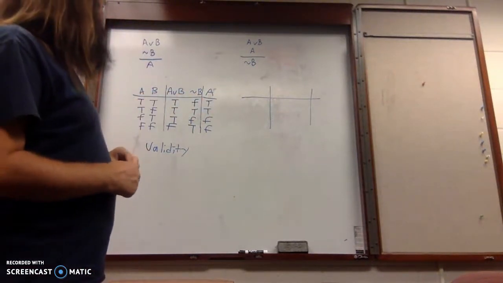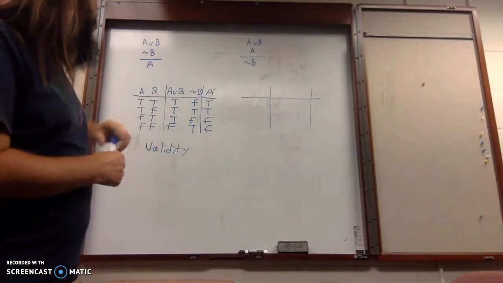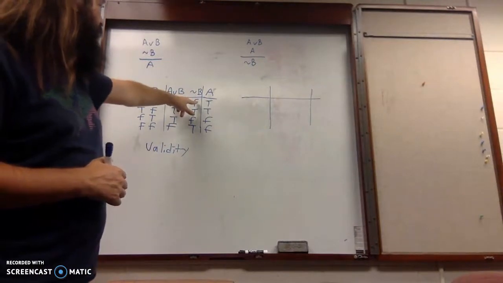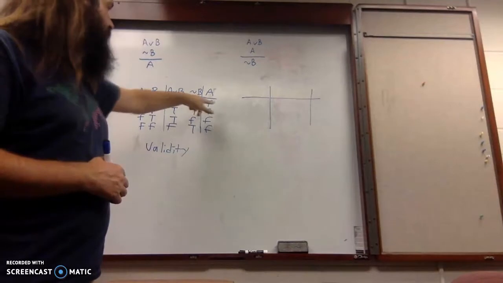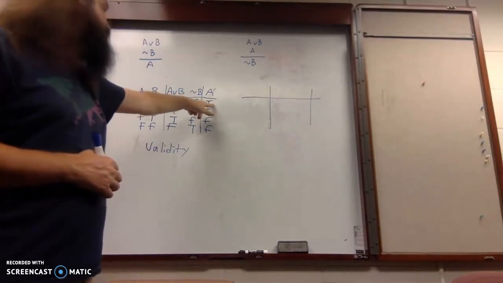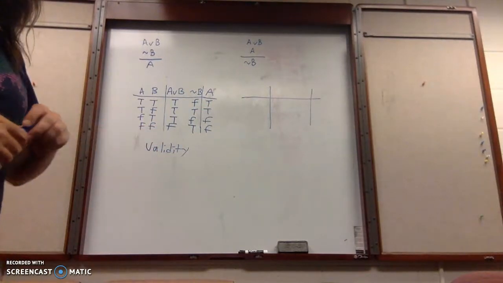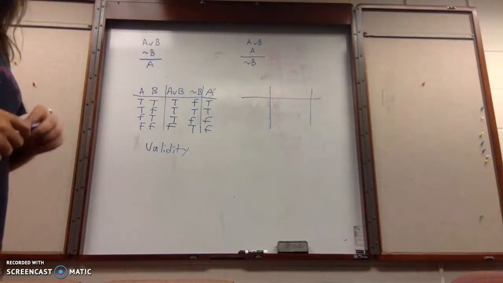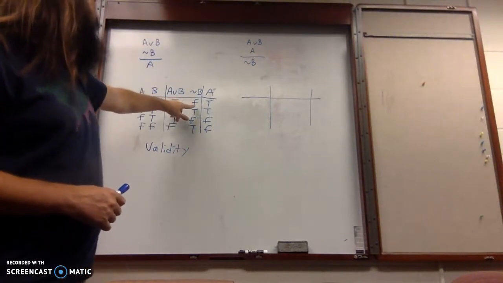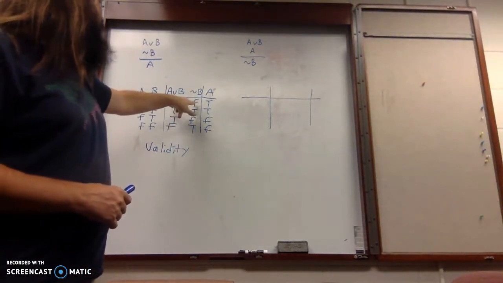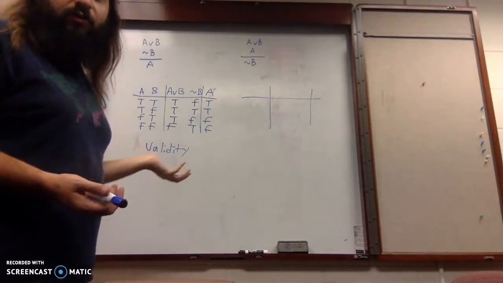So what we're looking for if we're testing for validity is a row where both the premises are true. We're going to be saying, is the conclusion also true? If both of the premises aren't true, then that particular row doesn't matter. We only care if both premises are true. So here we have A or B and not B, right? Where A or B is true, but not B is false. So that row doesn't matter.